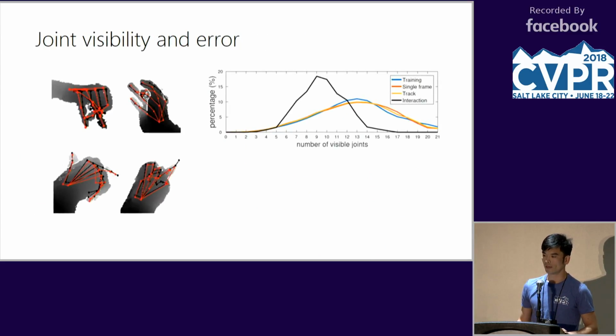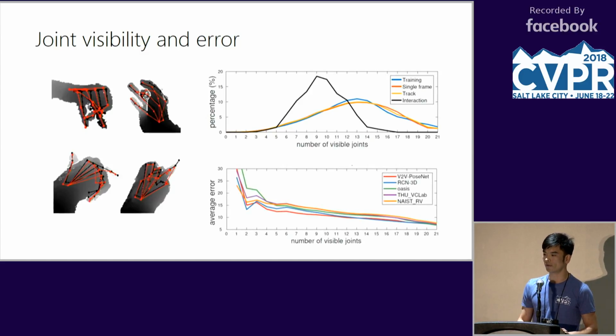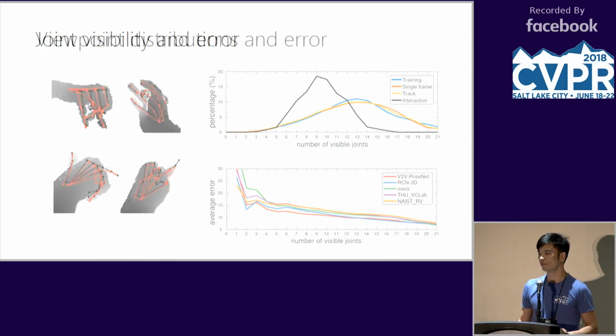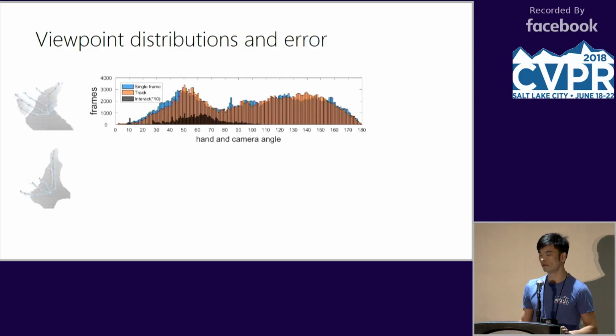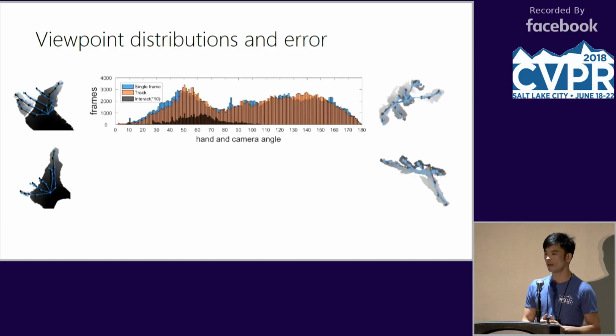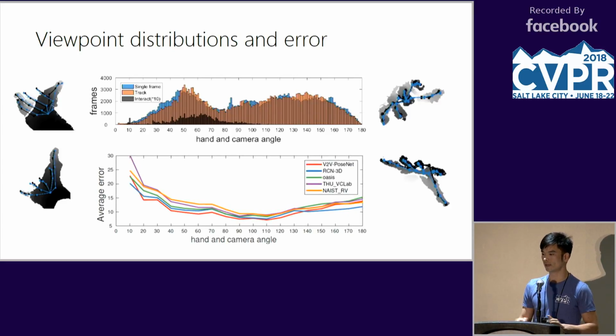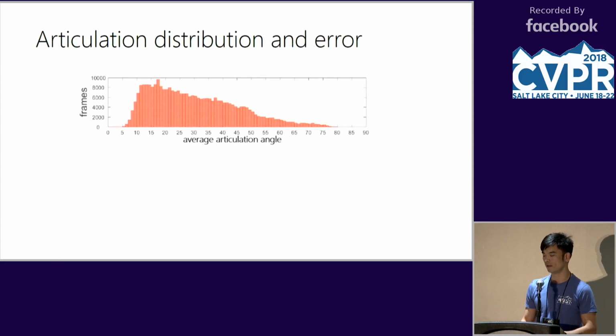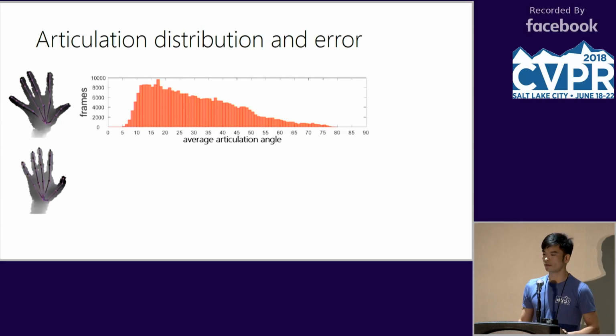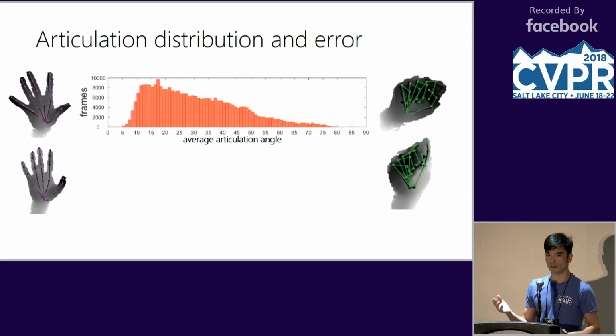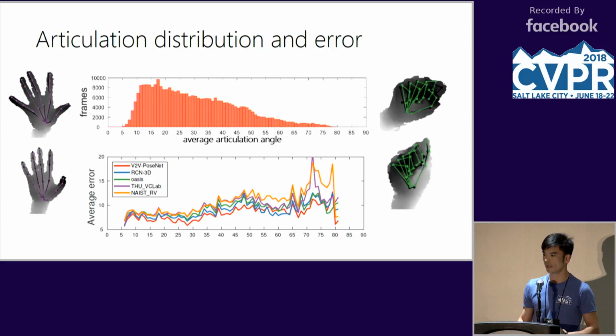We analyzed the joint visibility along with the number of visible joints. The performance increases along with the number of visible joints. For the viewpoint distribution, from one extreme case to the other end, in the extreme viewpoint we have worse performance than in the common viewpoint. For the articulation, from the open palm to the other end of the fist, the error distribution is like this.